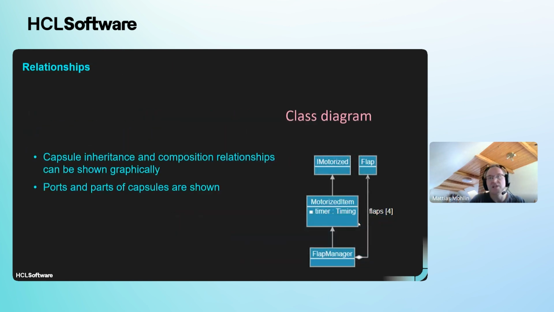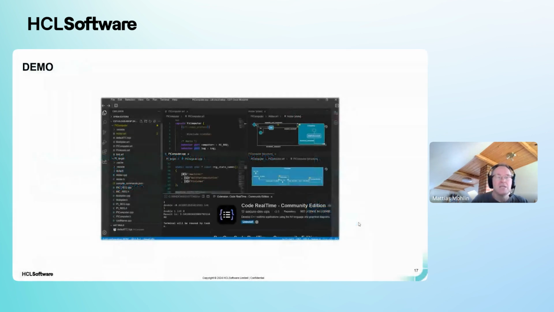And we also support class diagrams, which are very similar to the class diagrams of UML, where you can show graphically the relationships between types in your application. So with that, it's time to show a quick demo of Code RealTime.